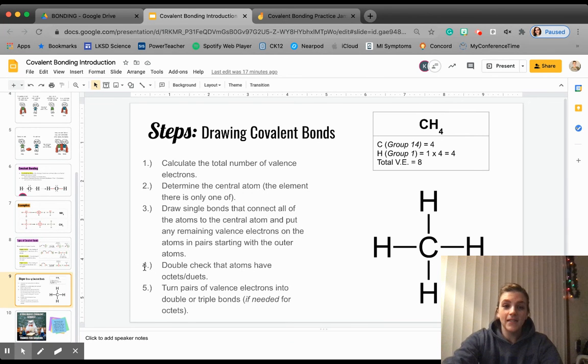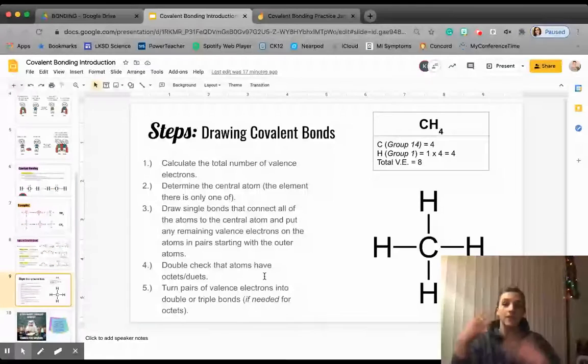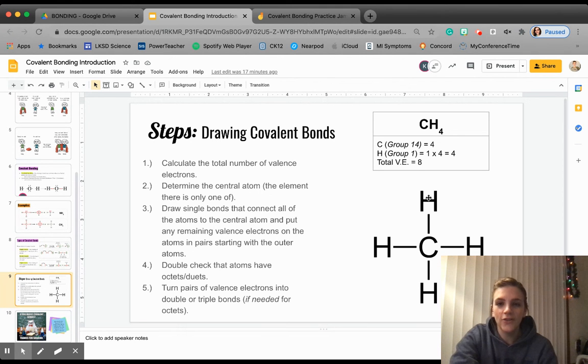So the last step, really, sometimes, is to double check that all the atoms have octets or duets that they really need. So if we look at hydrogen, does hydrogen have the duet that it needs to be stable? Well, if we look at the bond here, there's 2 electrons in that bond, right? So this hydrogen is stable. This hydrogen has the 2 electrons in this bond, so it's stable. This hydrogen has the 2 electrons in this bond, and the same for that one, right?